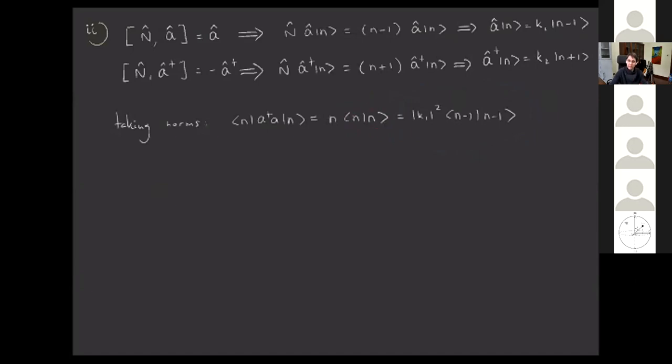So if we can normalize the eigenvectors |n⟩, and we can normalize as well the eigenvectors |n-1⟩, then automatically this implies that K1 is equal to the square root of n, okay? Then on the other hand, I do the other one very quickly. Again, we take the norm of this expression, and the norm of this expression looks, sorry, I forgot the hats in there. So the norm of this expression looks like this.